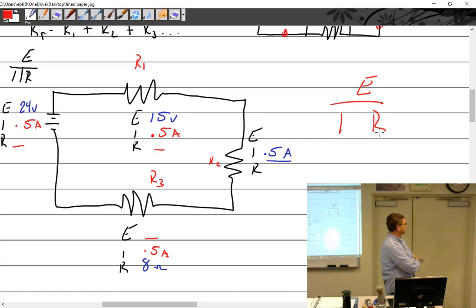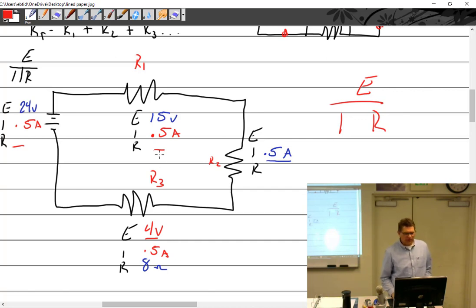0.5 times 8. I don't know, calculate. It's 4. Okay, guys got to help him out, though. 0.5 times 8 is 4. So E equals 4, right here. So it is 4 volts. Excellent job.